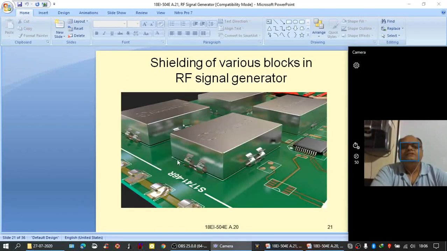Now you can see how the shielding is done. Each unit is kept in a separate box, and the entire assembly would also be kept in a separate box. Particularly, this is necessary in high frequency applications. In low frequency applications, shielding is not that required, but in high frequency applications, we have to use shielding, and it is a must.